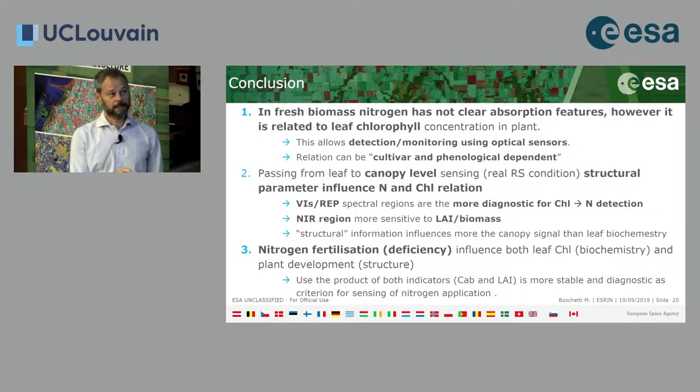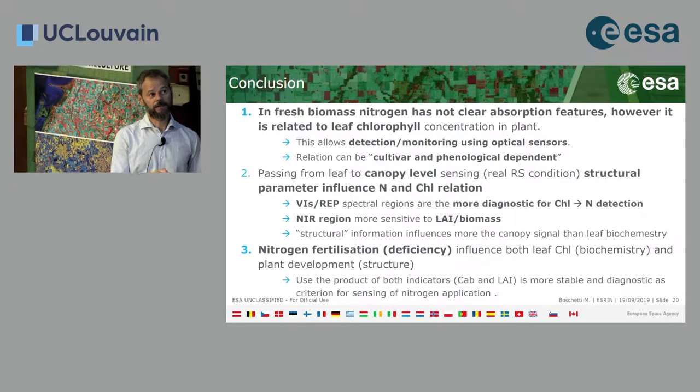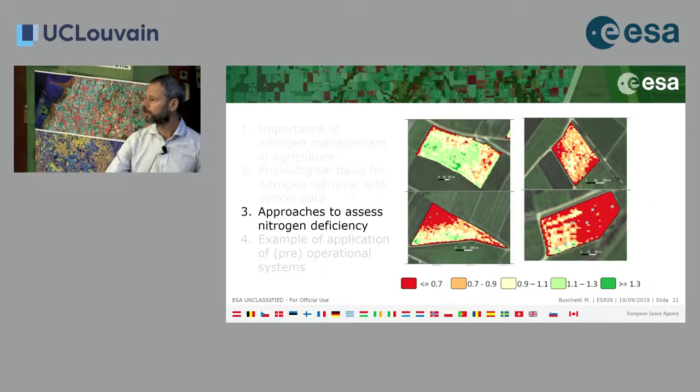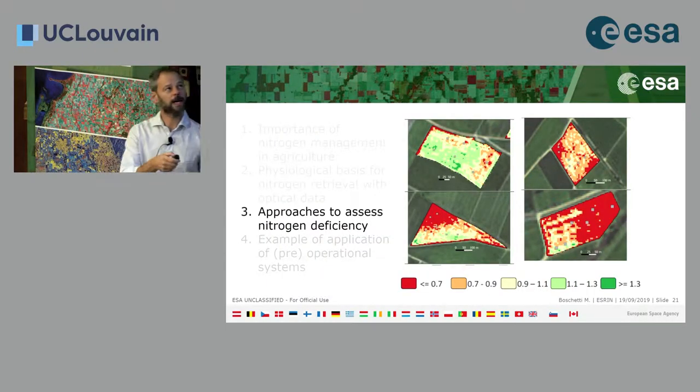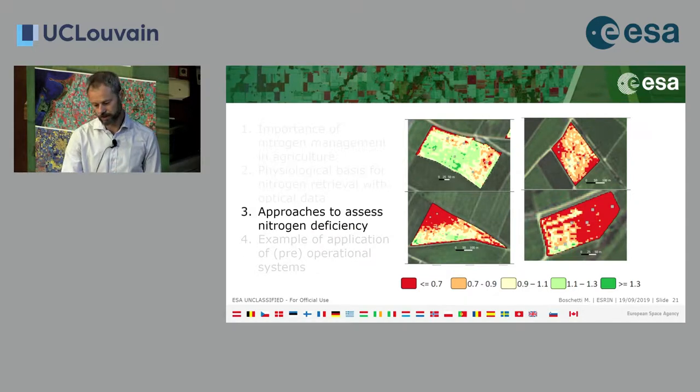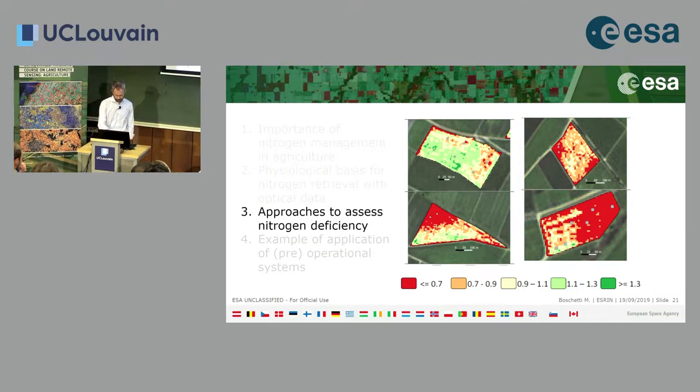The other important thing is that, in general, nitrogen deficiency influences both chlorophyll, so the biochemistry of the leaves, and the plant development, the structure. So both of this information, we can use as indicators together as a criterion for sensing nitrogen application. So this is the background. If there is no question, we can pass to how the approach is to assess the nitrogen deficiency. Because at the end, what we are looking for are maps of nitrogen deficiency.